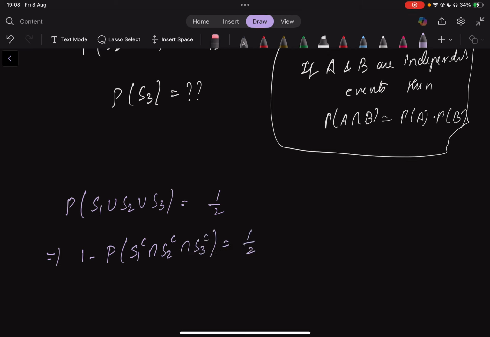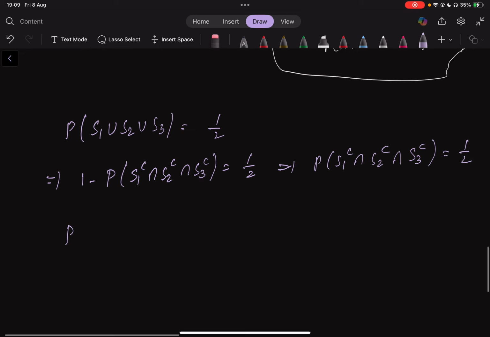If none of the students are able to solve the problem, that means S1 is not able to, and since it is "and", I'm using intersection again, S2 is unable to do, and S3 is unable to do. So the probability of S1 complement intersection S2 complement intersection S3 complement is 1 by 2.